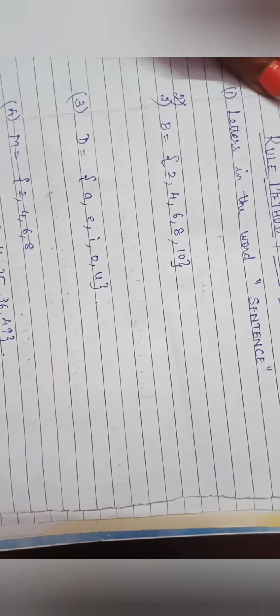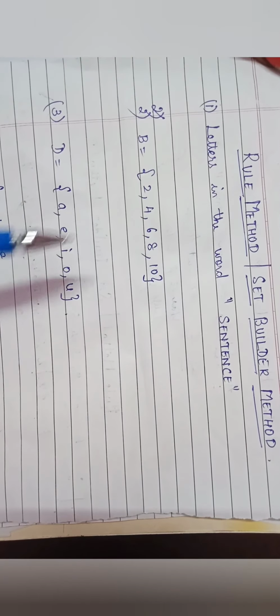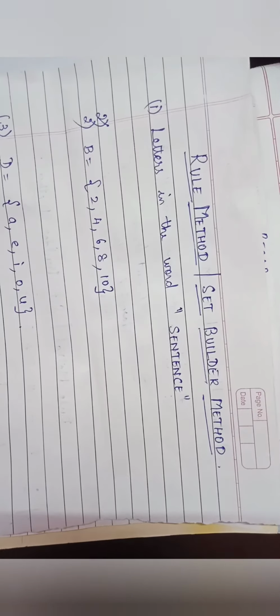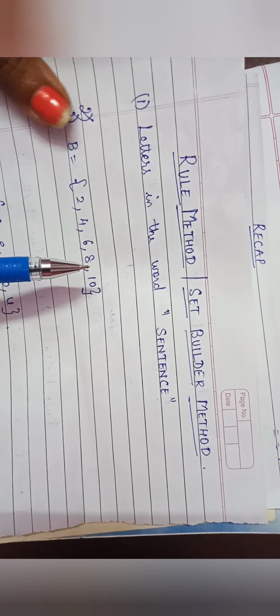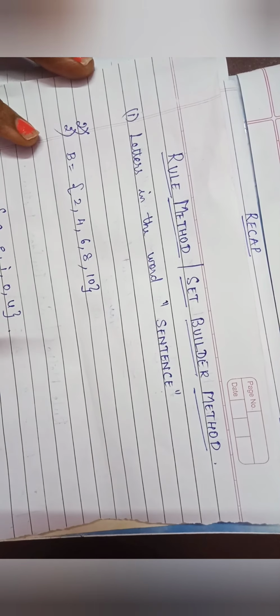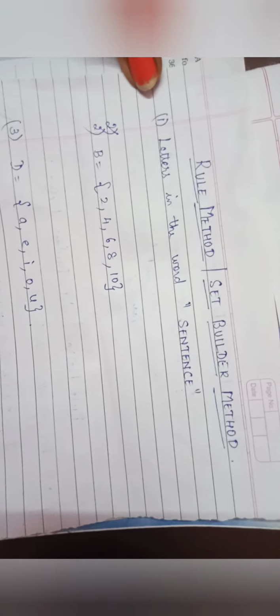Let's see the first sum here. This way you will be given the question, or this way, so accordingly we need to solve it. Okay, so the letters in the word sentence. How are we supposed to write this in set builder form? This is the rule method or the set builder method. So we need to write it following certain rules.